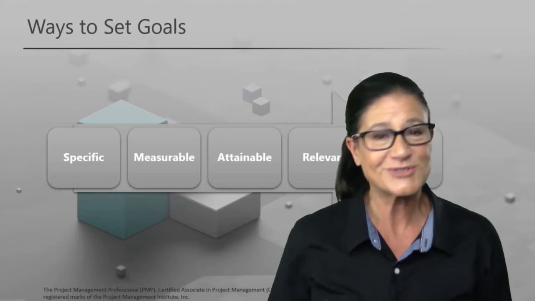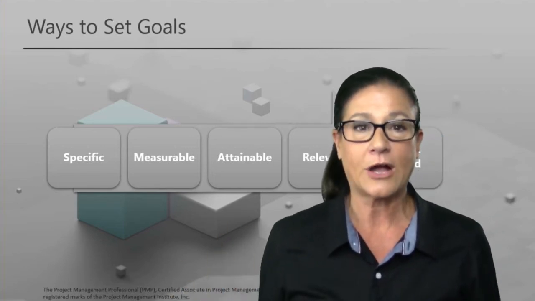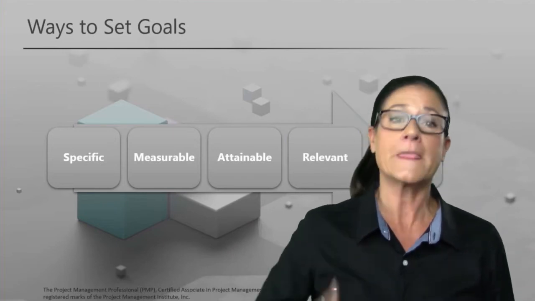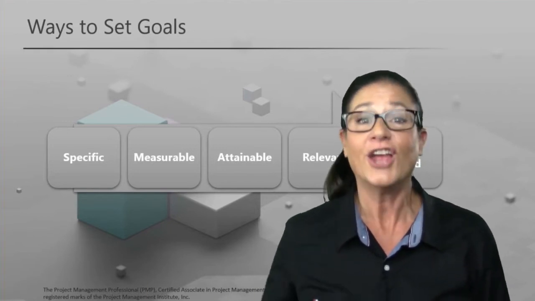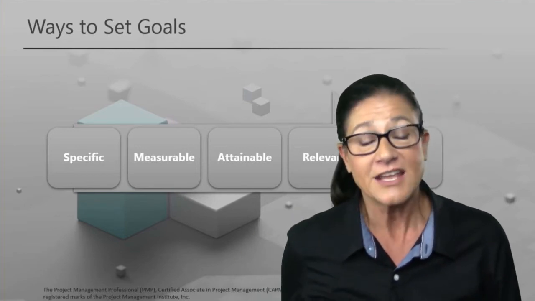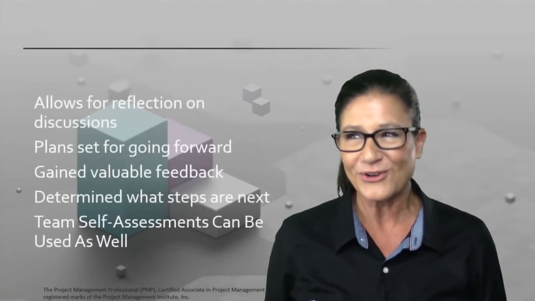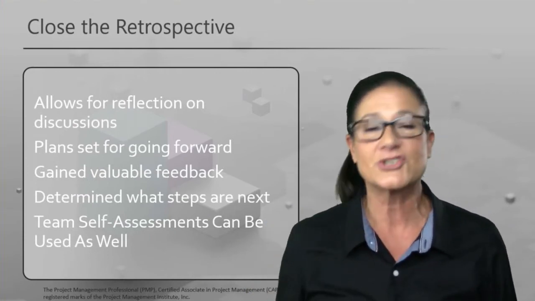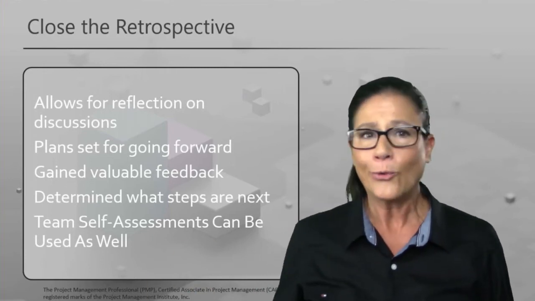The goal of any retrospective or lessons learned meeting is to identify what we did really well, what we didn't do so well, and what we can implement as a change. And if we can make those decisions and then implement them in a smart way, based on the root cause, then chances are you will improve your output, your capacity, your productivity, your quality, and even still, you'll be able to improve the quality of your retrospectives or your lessons learned. It allows us to reflect. And if you're closing out a retrospective, we want to make sure that those plans are set going forward. We've gained that valuable feedback. We figured out what steps to take next.